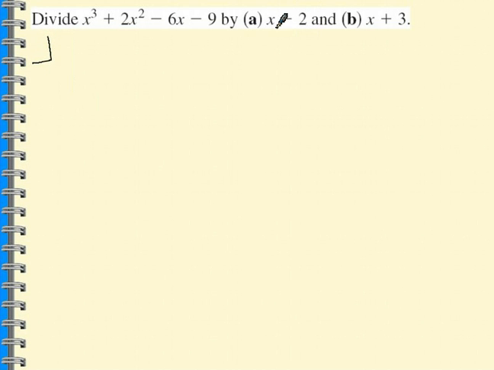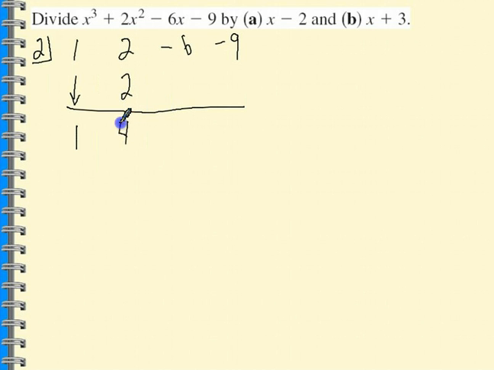Well, if we want to divide by x minus 2, we're going to put a positive 2 in that box. Okay, drop down our coefficients. We get a 1, a 2, negative 6, negative 9. Draw our line. We drop down the first number, so that gives us a 1. Multiply the 2 times the 1, gives us a 2. Add together, we get a 4. Multiply, we get 8. Add together, we get 2. Multiply, we get 4. Add together, negative 5.